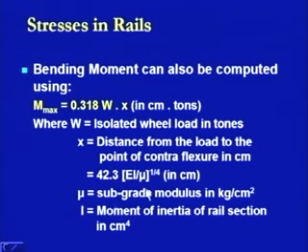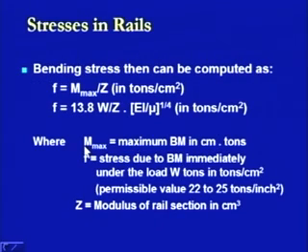Here the value of I is the moment of inertia of the rail section in centimeter to the fourth. We have to look at the units we are working with. Here the bending moment is given in ton centimeters. In this case the bending stress can be computed as F equals the maximum value of the bending moment, which we have just seen, divided by the sectional modulus Z. Depending on the units we have taken, it may be in kg per centimeter square or in tons per centimeter square.